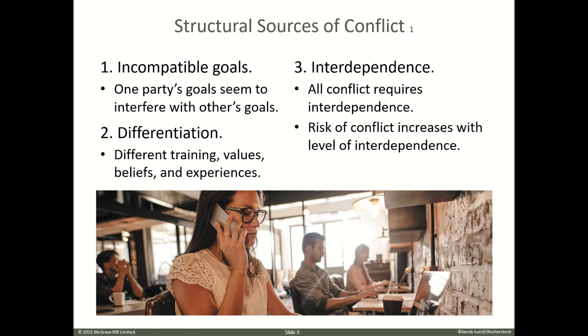Next, another structural source of conflict is interdependence. All conflict requires interdependence, and the risk of conflict increases with the level of interdependence. It means all conflict is partly caused by interdependence, the extent to which the employees must share their information. This is their role. They must share the materials, must share their experience to perform their jobs. Risk of conflict, definitely it will escalate or increase with the level of interdependence.